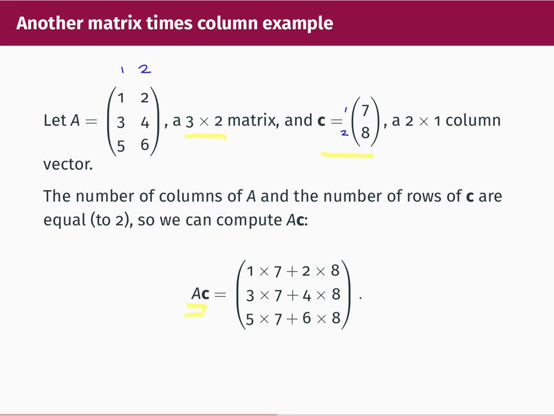And that column vector would be, well, if we multiply the first row of A times C, we get 1 times 7 plus 2 times 8. If we multiply the second row of A times C to get the second entry of the product, that's 3 times 7 plus 4 times 8. And the third entry of A times C will be the third row of A times C, which is 5 times 7 plus 6 times 8. So we get this matrix here, this height 3 column vector.